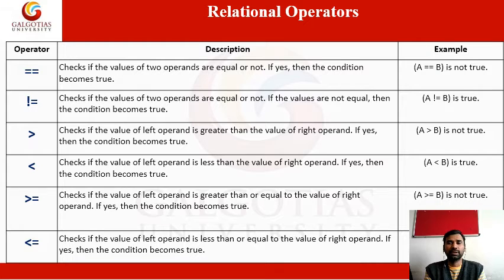Suppose, look at this, the exclamation symbol equal to, this is inequality. It checks whether the two operands are equal or not. So in this case, if they are not equal, then the condition becomes true. But in this case, with double equal, if the two operands are equal, this condition becomes true. It's simple: whether equal or not equal.